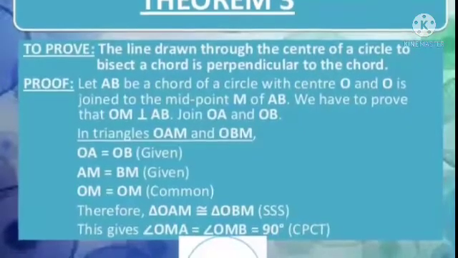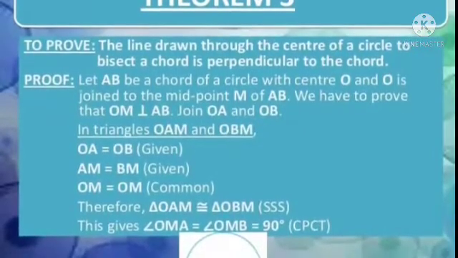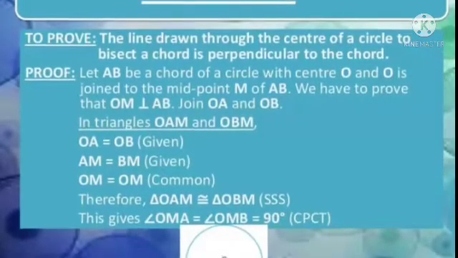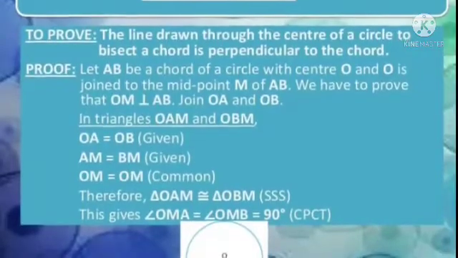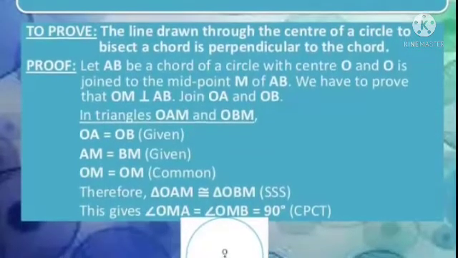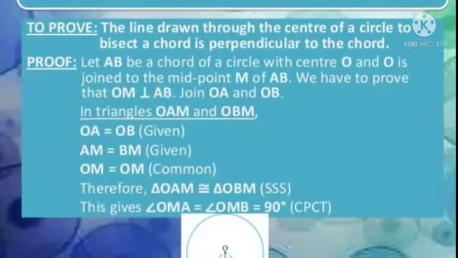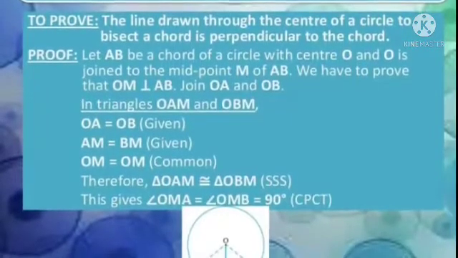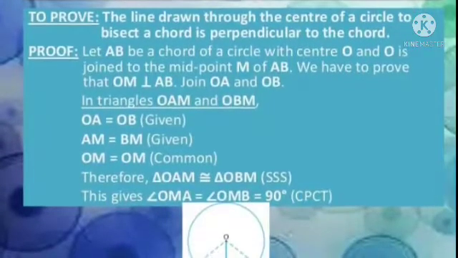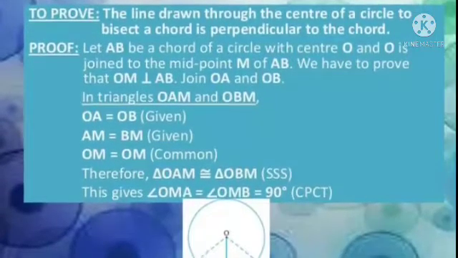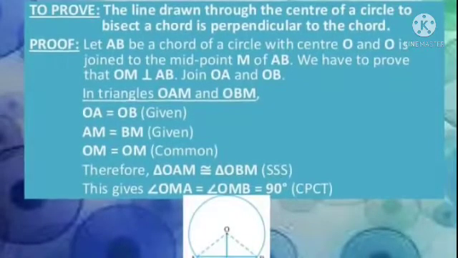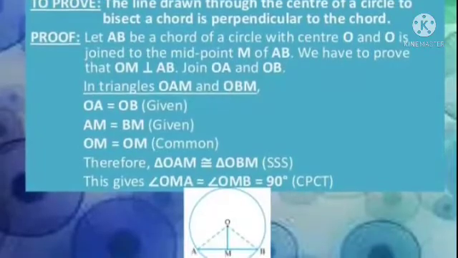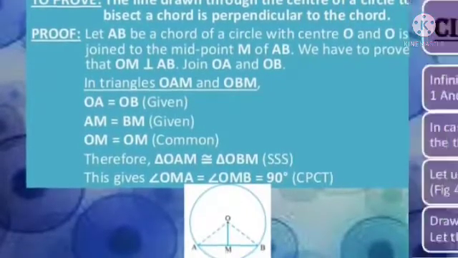Join OA and OB. In triangles OAM and OBM, OA is equal to OB, that is given. AM is equal to BM, given. OM is equal to OM, is common. Therefore, triangle OAM is congruent to triangle OBM, that is by SSS congruence rule. This gives angle OMA is equal to angle OMB is equal to 90 degrees by CPCT.